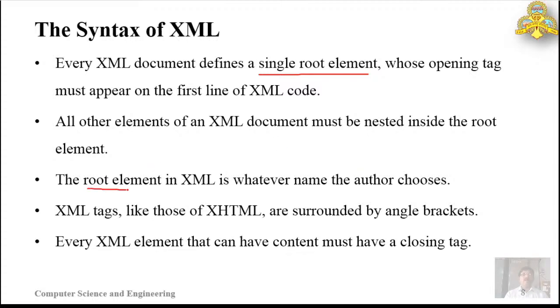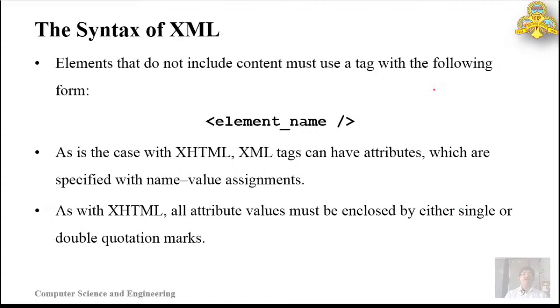The root element name is the name that you have chosen, and XML tags, just like in XHTML, are surrounded by angle brackets. Every document element must have a closing tag. Every XML element must have one closing tag, and if the element does not contain any information, that is, does not include any content, it must have a closing element like this, closing like here.